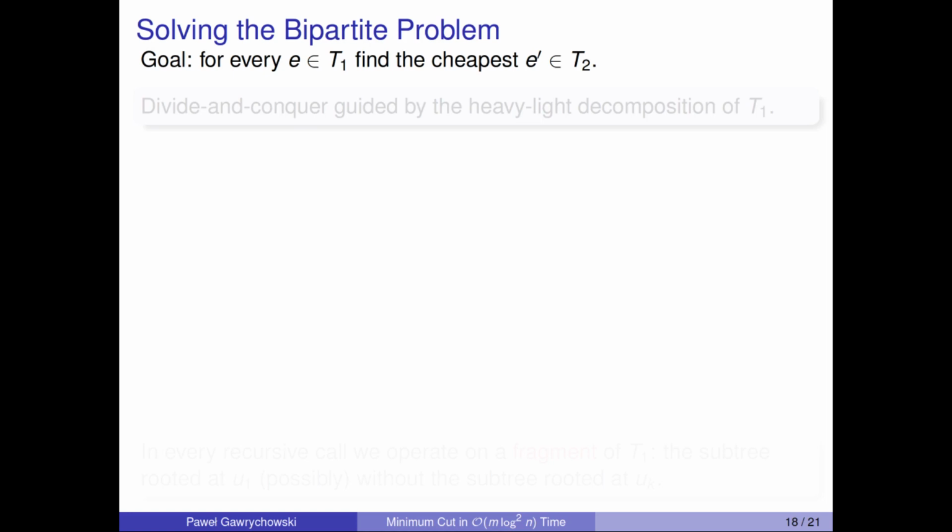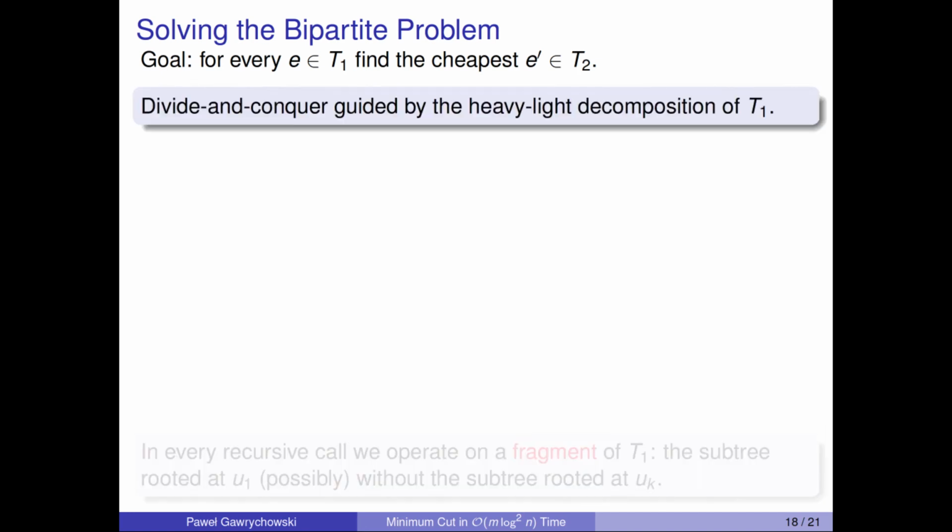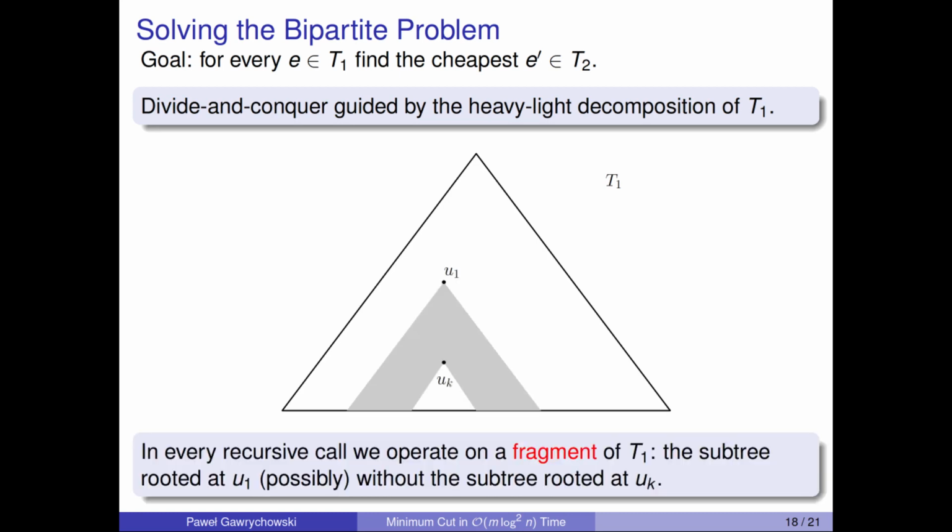Okay, so from now on, we can focus on the Bipartite problem. We are given T1 and T2, and the goal is to find, for each edge E of T1, the cheapest edge E prime of T2. So we will apply divide and conquer, guided by the heavy light decomposition of T1. In every step of the recursion, we'll have a fragment of T1. A fragment is a subtree rooted at some node U1, possibly without the subtrees rooted at some of the nodes U2 to UK in the subtree of U1. Initially, we have the whole tree. This is also a fragment. Every subtree is a fragment, actually. So we operate on those fragments. You have this path between the nodes and subtrees that hang off from this path.